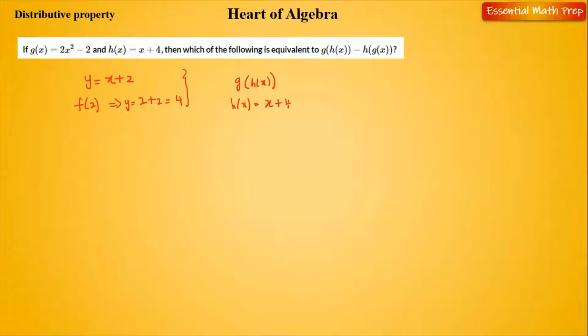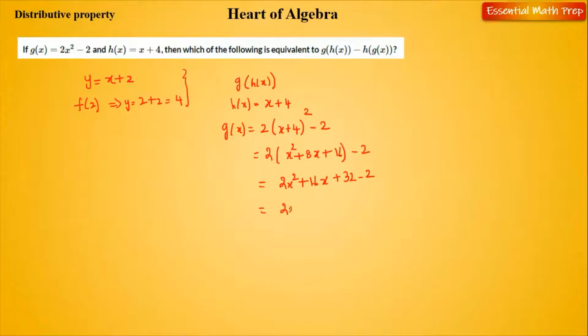So we are going to take that and substitute for x in the g of x expression. So essentially that's going to look like 2 times (x plus 4) squared minus 2. Did you see what I just did? I took this and substituted for the x. So if you expand it further, it's going to be x squared plus 8x plus 16 minus 2. So that'll be 2x squared plus 16x plus 32 minus 2. So that'll be 2x squared plus 16x plus 30.